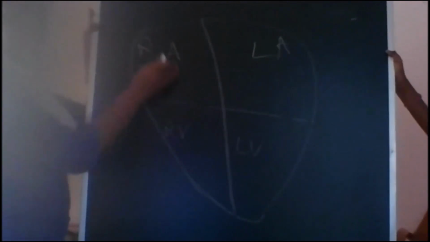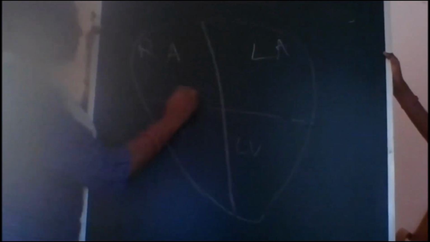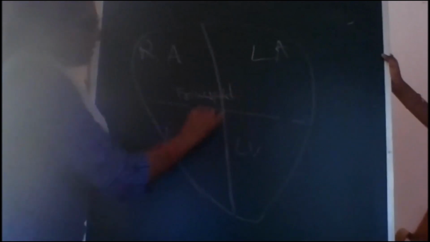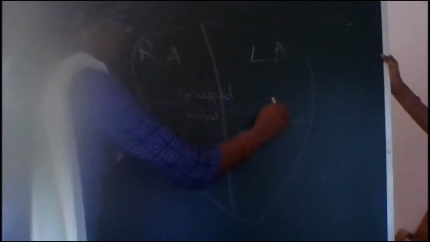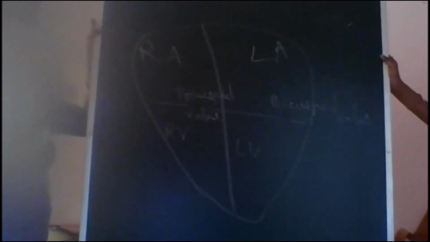Here, in between the right auricle and right ventricle, what do we have? We have the tricuspid valve. Whereas in between the left auricle and left ventricle, here we have a bicuspid valve. So these two words you should understand.